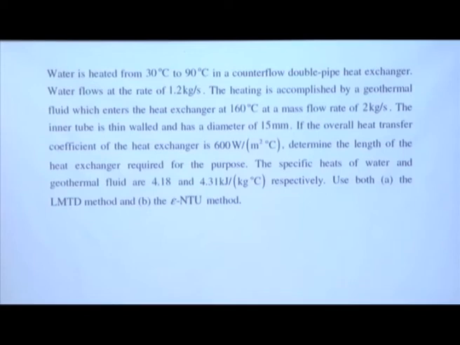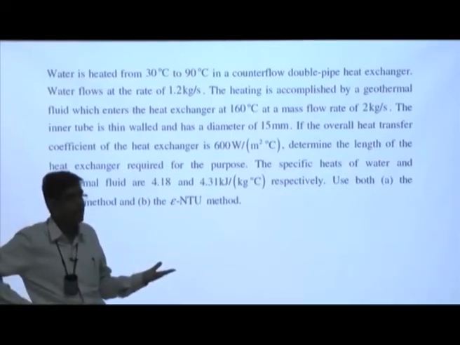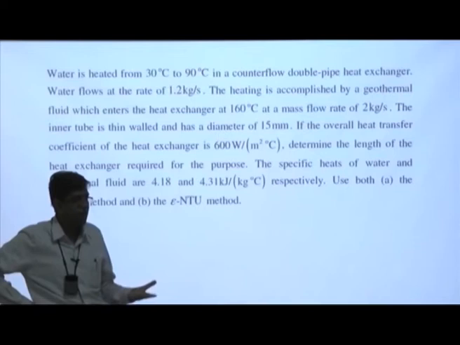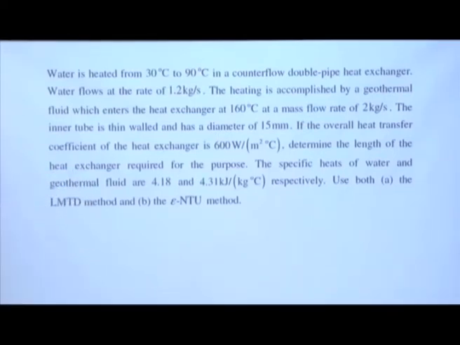The specific heats of water and geothermal fluid are given, use both the LMTD and epsilon. Here, this is the reverse. LMTD is very simple. Epsilon into U star. Why? Because the temperatures are known. Let me write. Very simple. Tell me what you dictate, I will write.